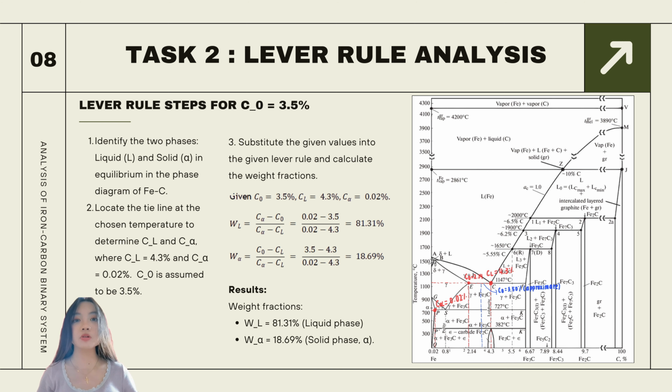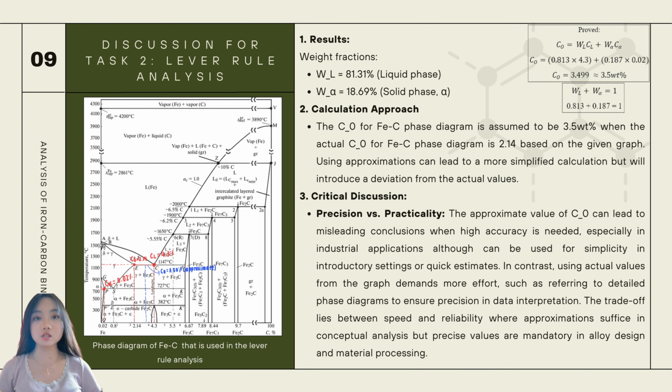The results indicated that WL, the weight fraction of the liquid phase, is approximately 81.31%, while W alpha, the weight fraction of the solid phase, is 18.69%. However, this approximation may not reflect the actual scenario accurately. The initial analysis, which used an assumed overall composition C naught of 3.5%, calculated weight fractions of 81.31% for the liquid phase and 18.69% for the solid phase.